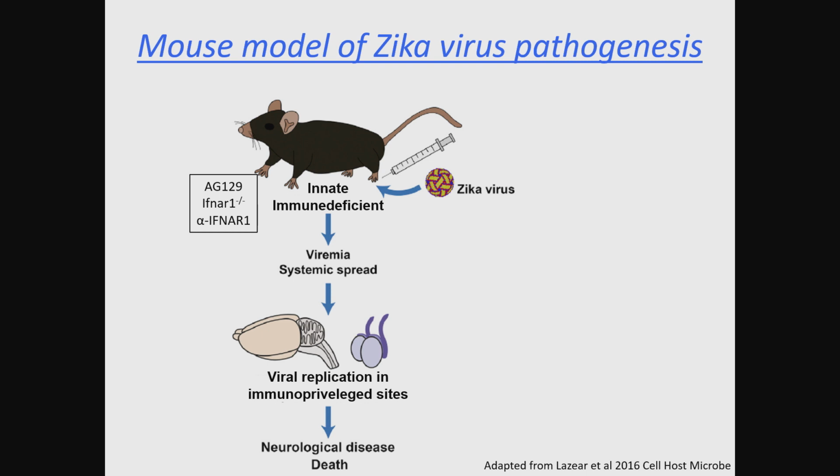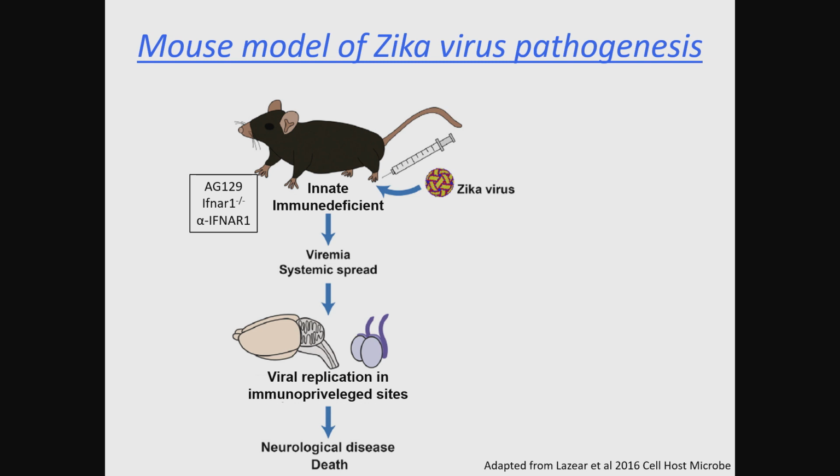We can use genetically knockout mice, which includes the AG129 mice, which lack both type 1 and type 2 interferon signaling. We use type 1 interferon receptor deficient mice, the IFNAR1 knockout mice. We can also use a monoclonal antibody which inhibits the IFNAR signaling, so interferon signaling.